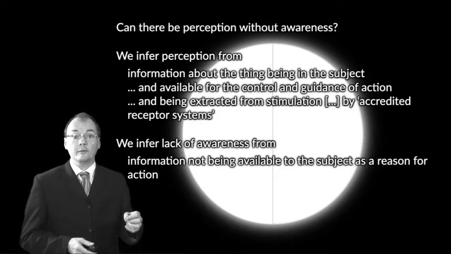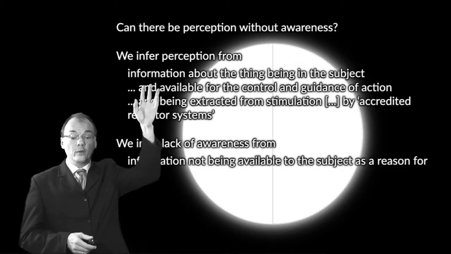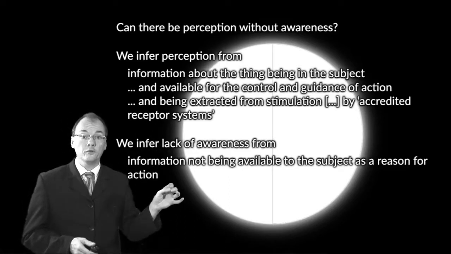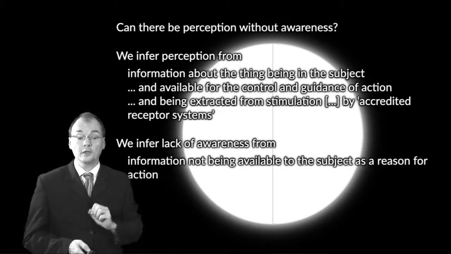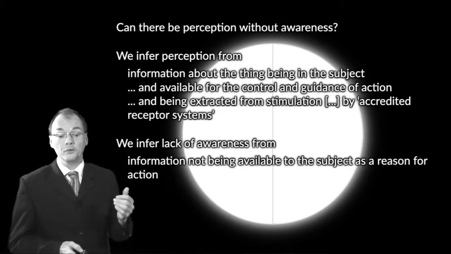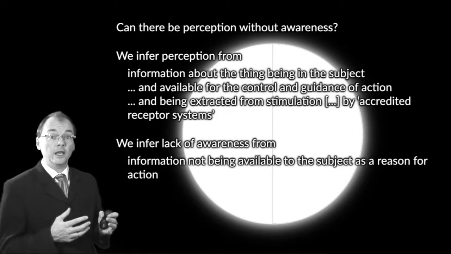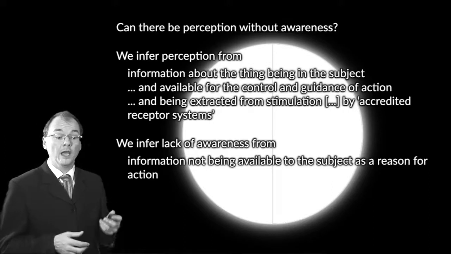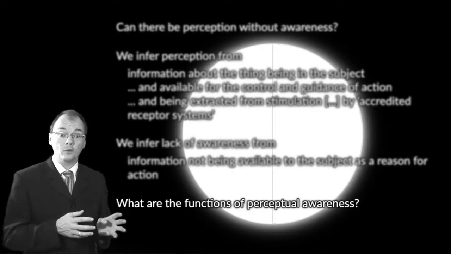So when you're carrying information about something in such a way as to perceive it, if that information isn't available to you as a reason, you're not perceptually aware of the thing. Very simple, beautiful theory. I think this is absolutely ideal because it allows us to understand how there could be perception without awareness, and it provides us with a view about the functions of perceptual awareness.